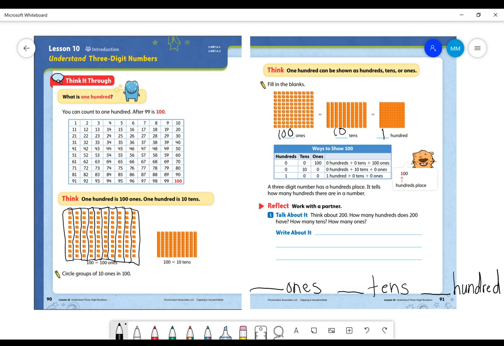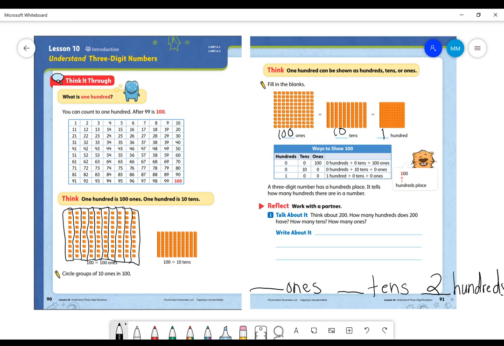So let's think about the number 200. I'm going to start by thinking about how many hundreds I have in 200. So 100 we can show as a square. So 100 is 1 square. That's 100. How many squares would I need to show 200? I have 2 hundreds. So 200 is 2 hundreds.